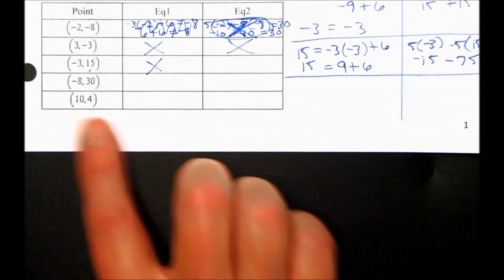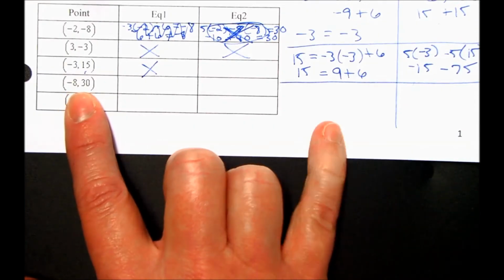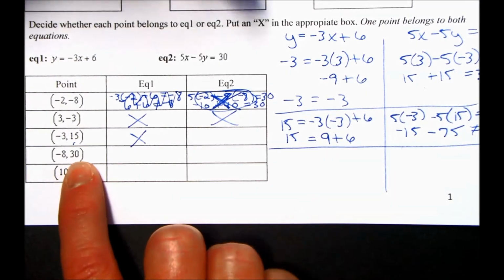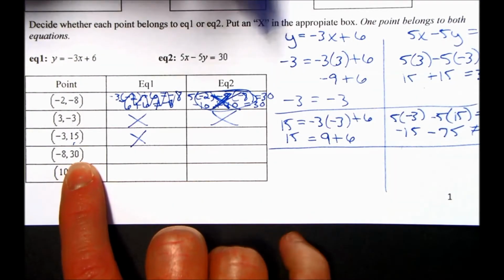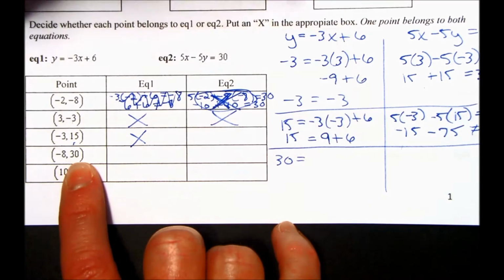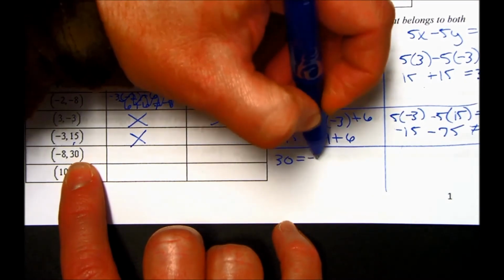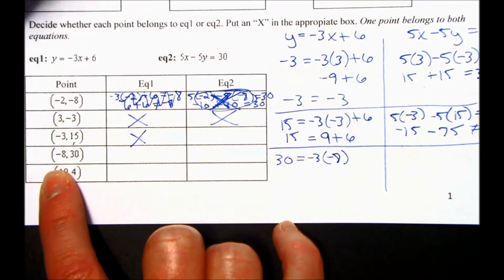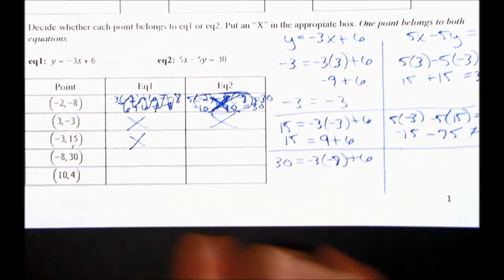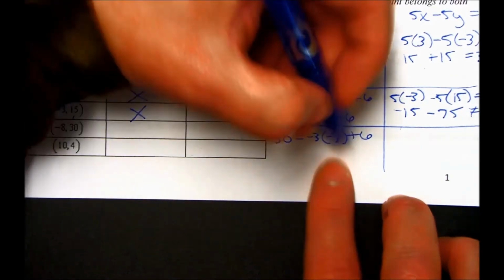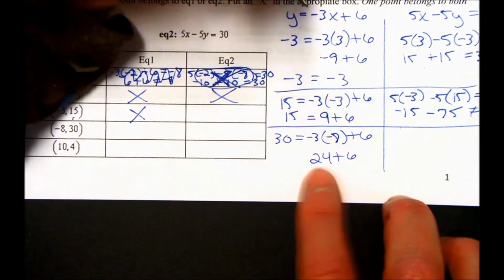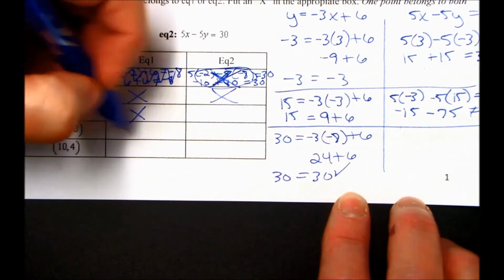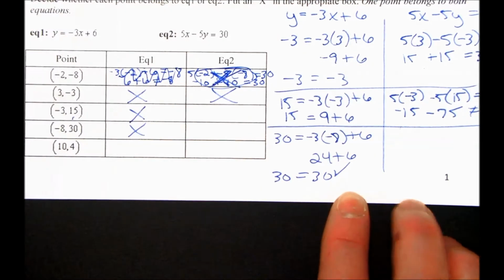Alright, so now I'm going to try my next coordinate, -8, +30. So in equation 1, my y coordinate would go in for y, which is 30. My -3 gets multiplied by my x, which is -8, and then plus 6. So when I calculate that, the -3 times the -8 is a +24. Add your 6 and you get 30. So that does work. So that one is a solution.